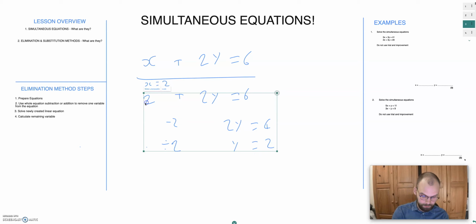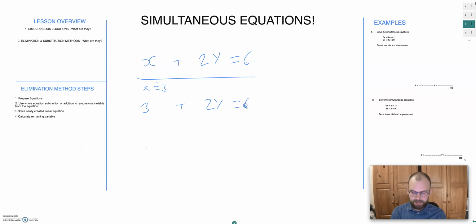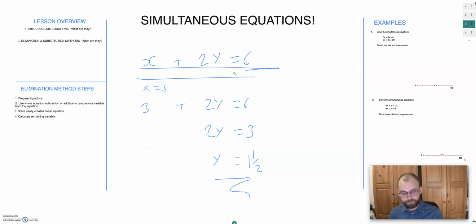So let's try a different value. Let's try x is 3. Throw it into the equation again, and you get 3 plus 2y is 6. Solve it in the same way as before. 2y equals 3, and y equals 1.5. So it works again. You've got another answer. x equals 3, y equals 1.5. And this is the problem. There's actually an infinite number of answers for this one equation on its own.